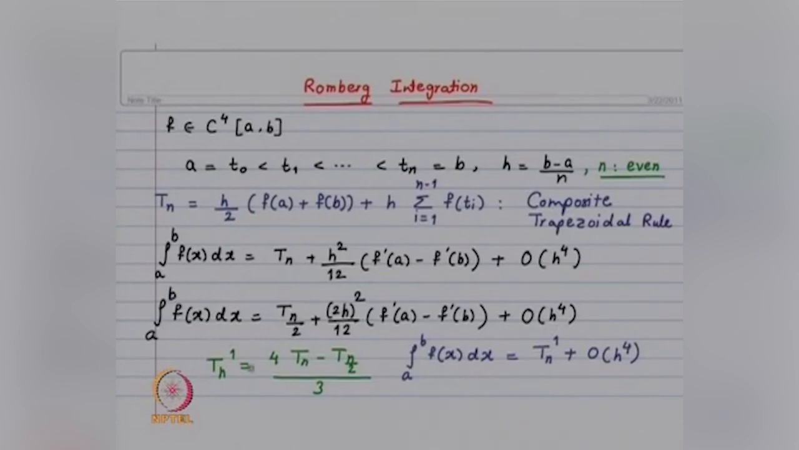The first step of Romberg integration is obtained by multiplying this equation by 4, subtracting the other equation and dividing throughout by 3, and we have seen that integral a to b f x dx is equal to t n 1 plus a term of the order of h raised to 4. So, now we are going to look at t n 1 and show that this t n 1 is nothing but Simpson's rule associated with the partition with n by 2 intervals and length equal to 2h.